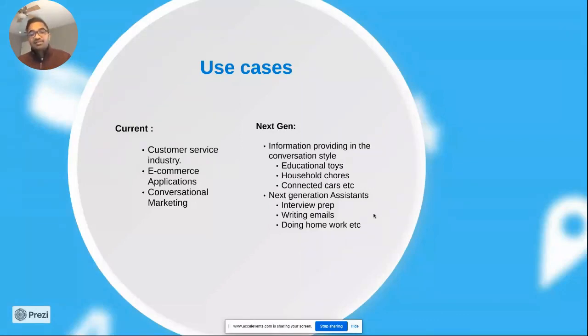Consider now there is an assistant who can actually do that. So that's the use case which we are actually going after, and that's one of the use cases. And writing emails, doing homework, probably improving on presentation skills and everything. So that's how the next generation assistance is going to look like. I hope that gives a clear picture of where we are right now and where we are going towards.